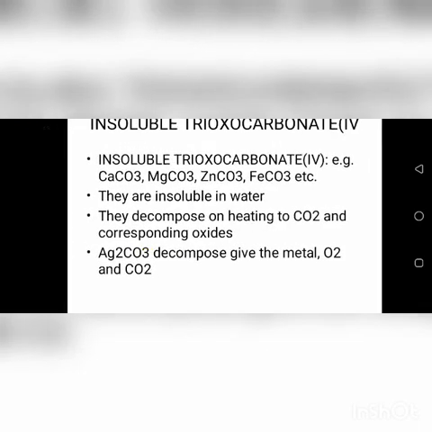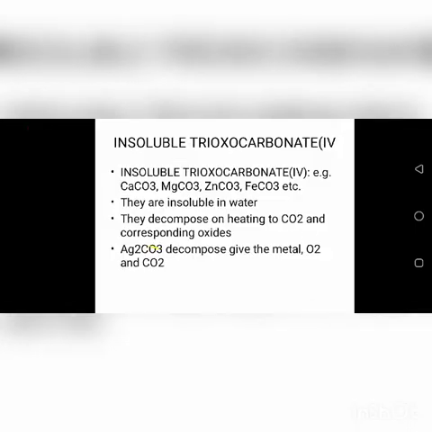Now let's look at insoluble trioxocarbonate 4, for example calcium carbonate, magnesium carbonate, zinc carbonate, iron carbonate, etc. These are insoluble in water. They decompose on heating to produce carbon dioxide and the corresponding oxides. But the exception is silver carbonate, which decomposes to give the metal silver, oxygen, and CO2. So those are the properties of carbon and its compounds. Thanks.